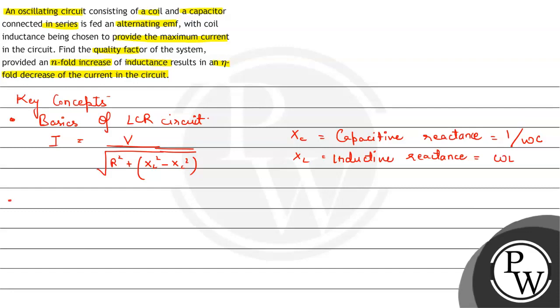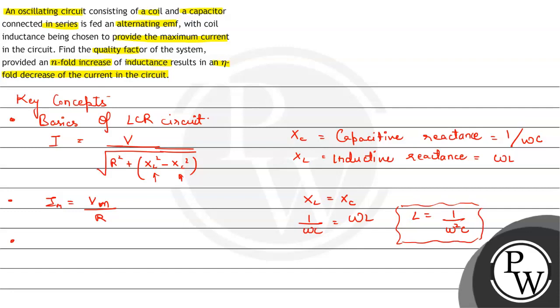There is another case when XL is equal to XC, the current will be maximum, which will be equal to I max is equal to V max upon R. At XL equal to XC, these both cancel each other out, and the value of I will be maximum. Hence at maximum current we have 1 upon omega C is equal to omega L. Hence L comes out to be equal to 1 upon omega square C. So keeping both of these in our mind.